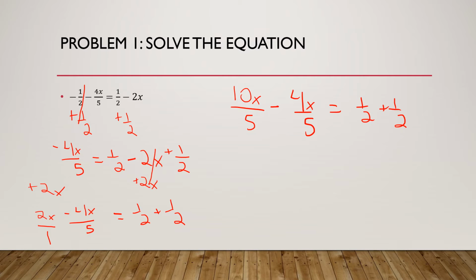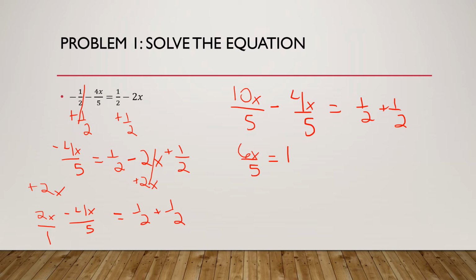And since we have that, we can do the subtraction of 10x over 5 minus 4x over 5, okay? So 10x over 5 minus 4x over 5 is going to give us 6x over 5, okay? Equals 1/2 plus 1/2 equals 1.